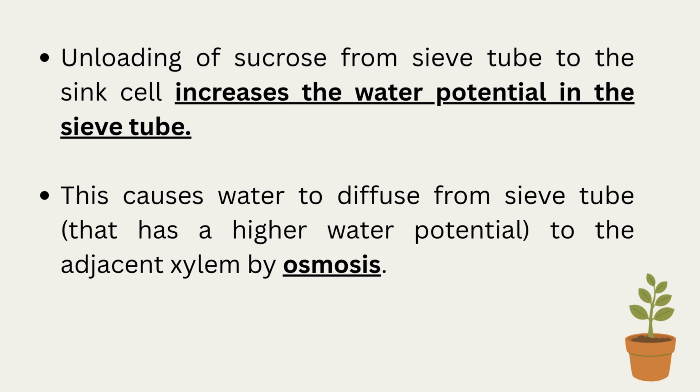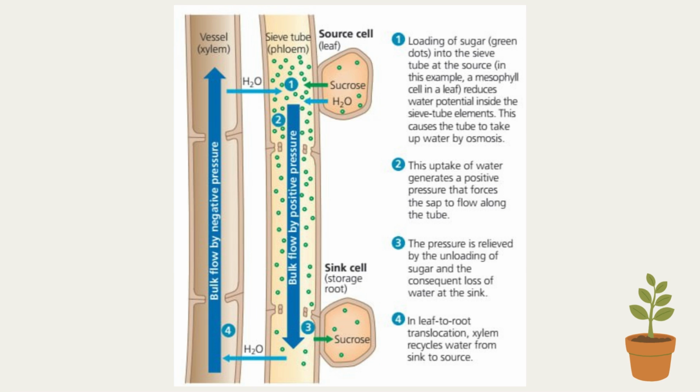Unloading of sucrose from the sieve tube to the sink cell increases the water potential in the sieve tube. And this causes water to diffuse from the sieve tube, that has a higher water potential, to the adjacent xylem by osmosis. This diagram also shows the whole process of the pressure flow hypothesis and the translocation of sucrose from leaf to root.